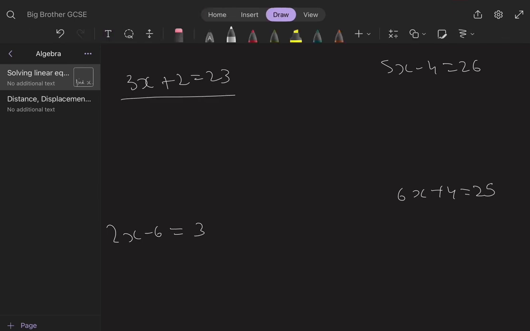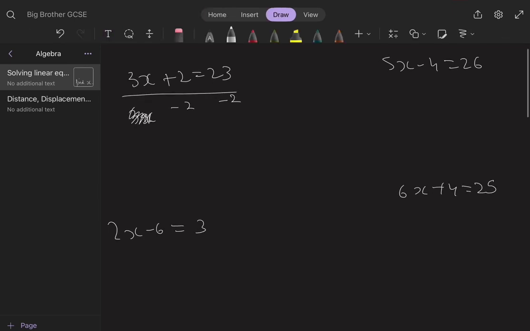For the first one, we must minus 2 from both sides. So it will be a minus 2 and a minus 2. That means 3x is equal to 23 minus 2, which is 21. That means that to find x, we must divide it by 3. 21 divided by 3, we know is 7. We know for the first one, x is 7.